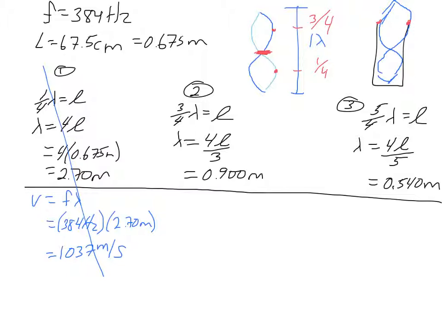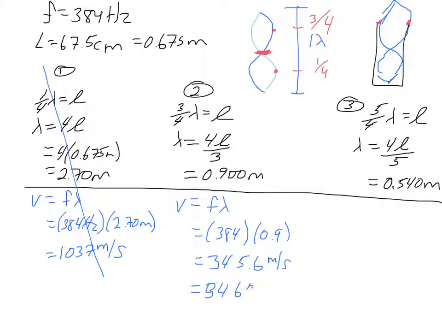So we're going to try our second one, which our speed of sound is our frequency times our wavelength. So this time we're doing 384 multiplied by 0.9. We are going to get an answer of 345.6 meters per second, which for significant digits we would say 346 meters per second, which is very close to our 343 meters per second. So that is going to be our answer.